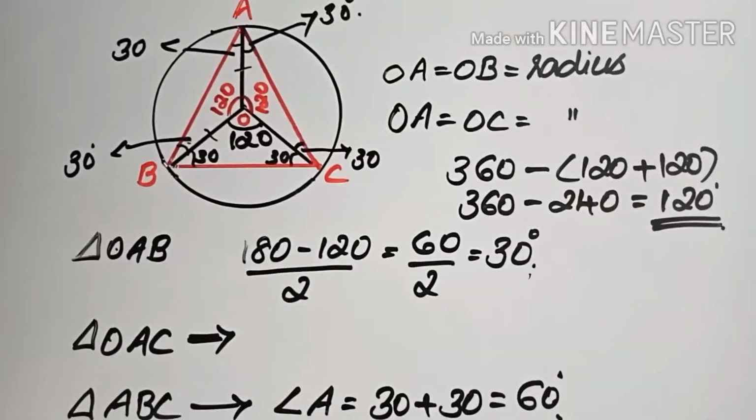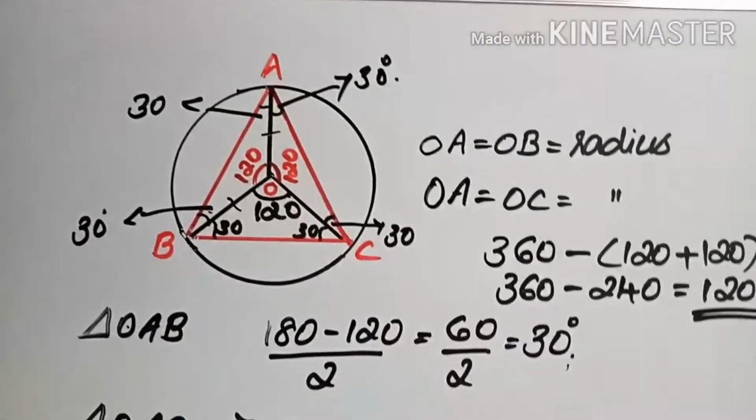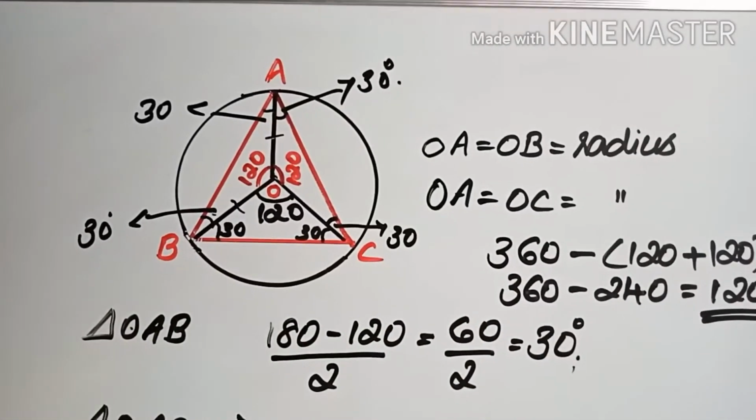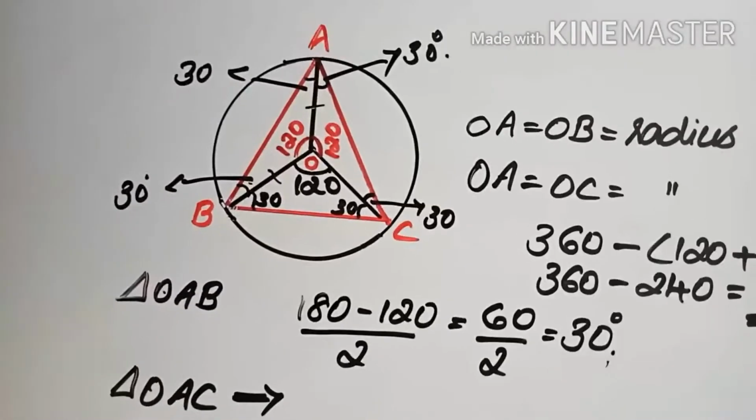And what is the speciality of this triangle ABC? All angles we got as 60 degree. That means all the angles we got as 60 degree. That means this triangle is an what? Equilateral triangle. Triangle ABC is an equilateral triangle.